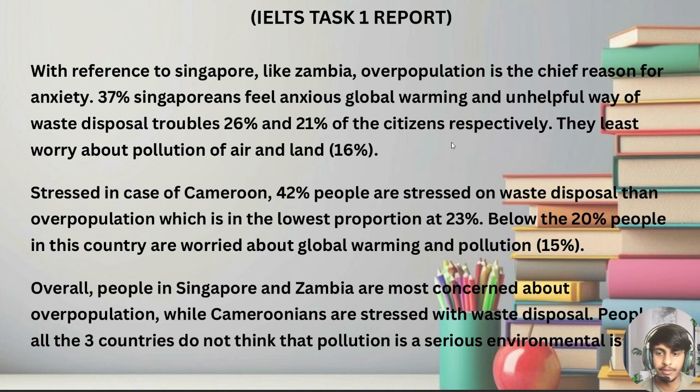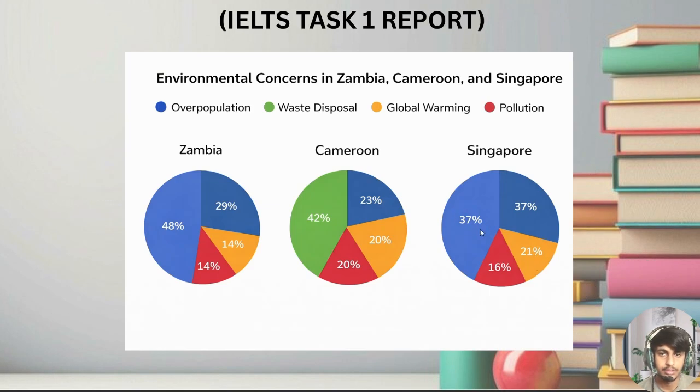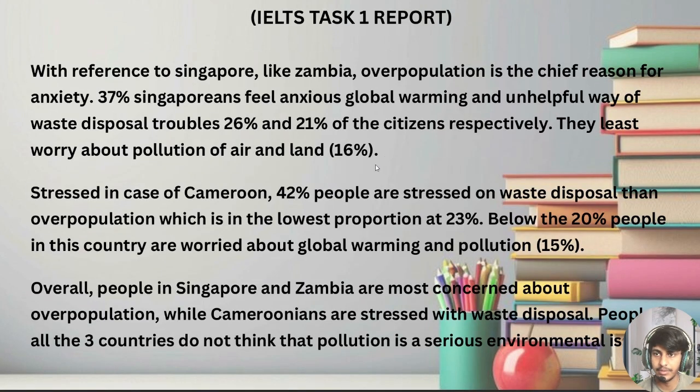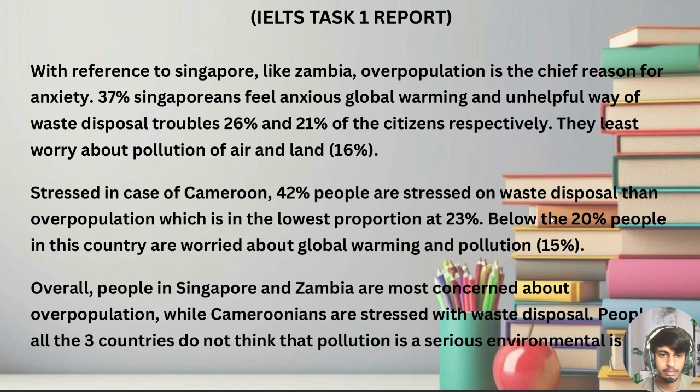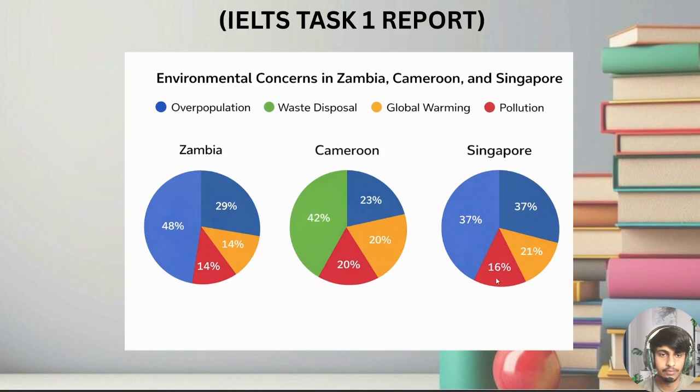Here it mentions multiple figures in one line. So you can see it uses respectively, which is a high level academic language. You have to use respectively. Here is respectively, and you can see 37% in Singapore. The overall population is 37% in Singapore, and global warming 26%, and 16% for pollution.